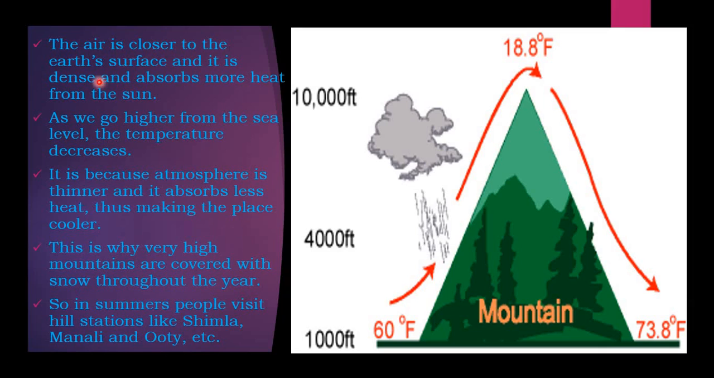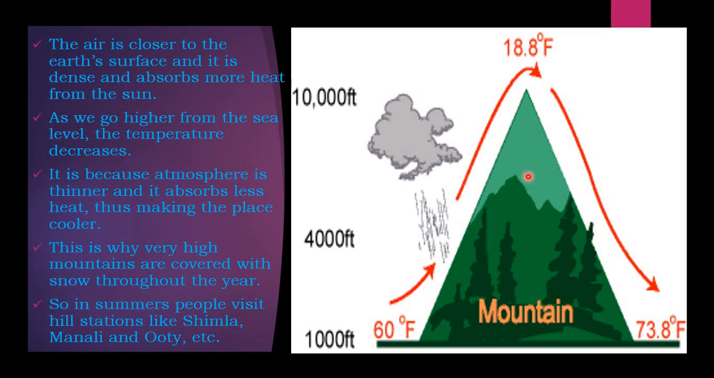The air closer to the earth's surface is dense and absorbs more heat from the sun. As we go higher from the sea level, the temperature decreases. It is because the atmosphere is thinner and it absorbs less heat, thus making the place cooler. This is why very high mountains are covered with snow throughout the year. So in summers people visit hill stations like Shimla, Manali and Ooty, etc.